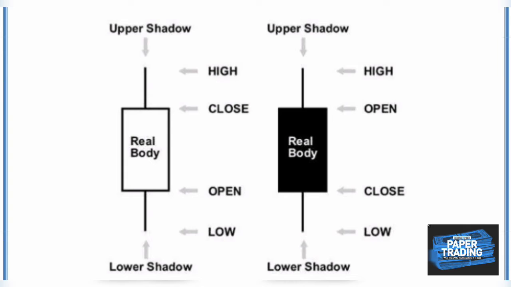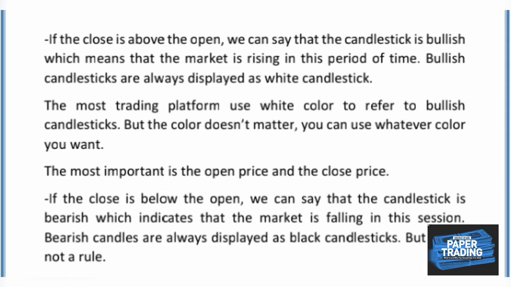See, there are two types of candles, which are the white candle and the black candle. White candle is used for uptrend and black candle is used for downtrend. So we can say that if the close price is above the open, we can say that the candlestick is bullish, which means that the market is rising in this period of time. Bullish candlesticks are always displayed as white candlesticks.